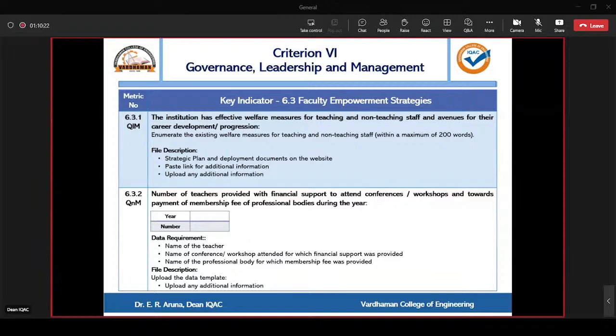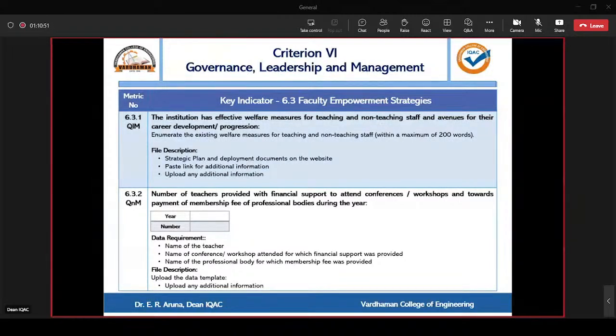Let me come to 6.3.2. It is a QnM. The number of teachers provided with financial support to attend conferences, workshops, towards payment of membership fee for professional bodies during the year. So this is a QnM. We have to provide, in terms of the academic year, the name of the teacher, the PAN number, the name of the conference or workshop attended for which financial support is provided, and the name of the professional body for which membership fee is provided.